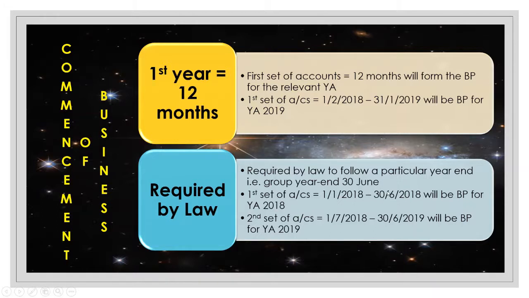And then the second set of accounts, since your first set closed on 30th June 2018, will start from 1st July 2018 and close on 30th June 2019. So this one you would have a complete 12 months, and this will be the basis period for YA 2019. So basically your basis period would just follow whatever sets of accounts you have. Okay, no adjustment required.